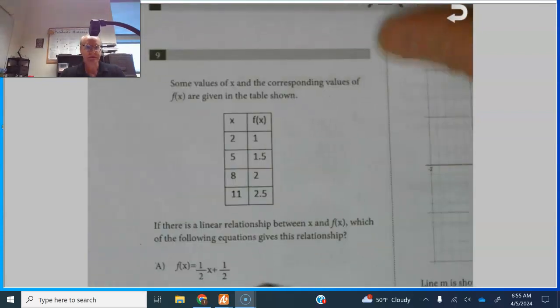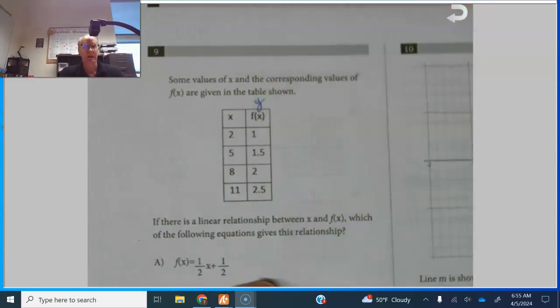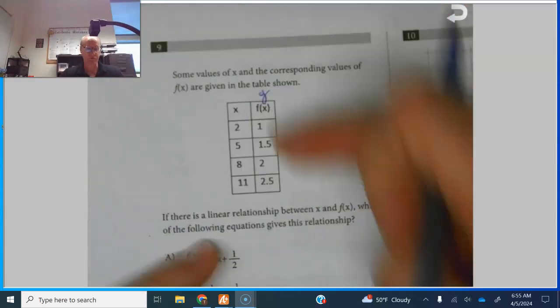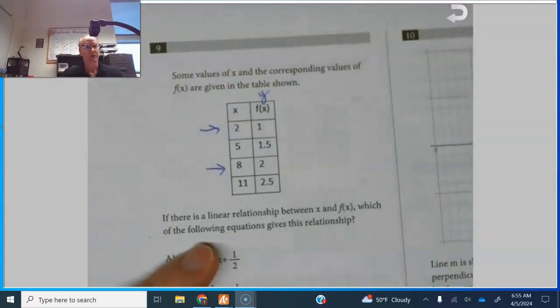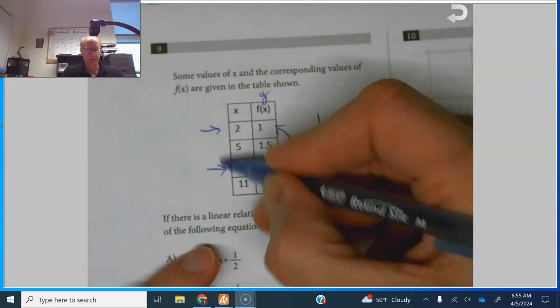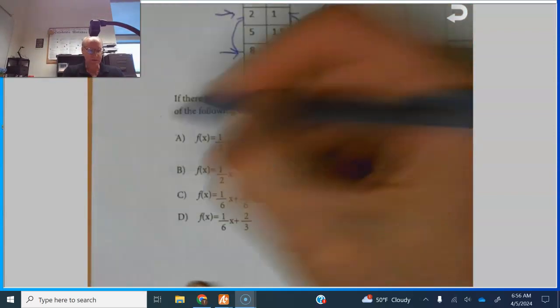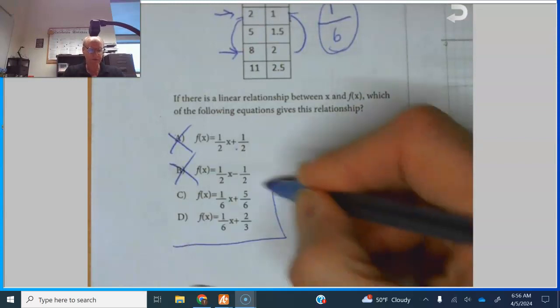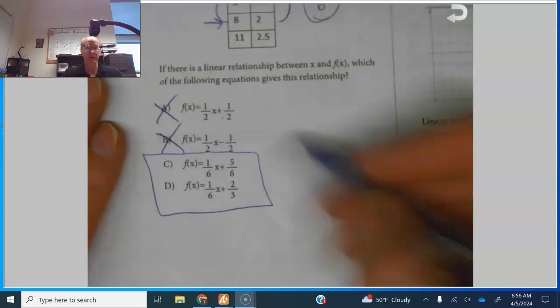Here's our question. Some of the values of x and the corresponding f of x, this is x and y, of course. If there is a relationship, they want to know which one of these equations makes this true. Well, notice I've got two nice even points here that I can find the slope for. Remember, the slope is the change in y over the change in x. That is y2 minus y1, that's 1. X2 minus x1, that's 6. 1/6 is my slope. I already know that this is out and this is out, so it has to be one of these two. And you can use any point you want to see which one is true.